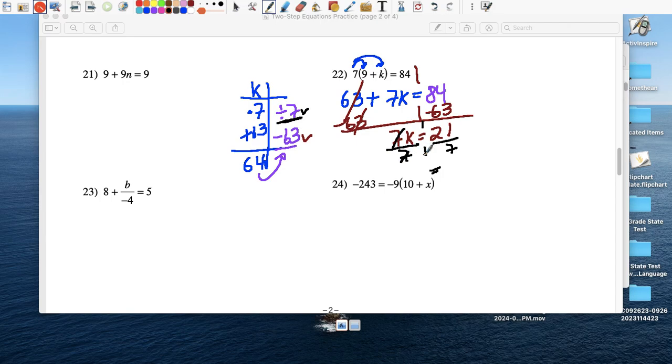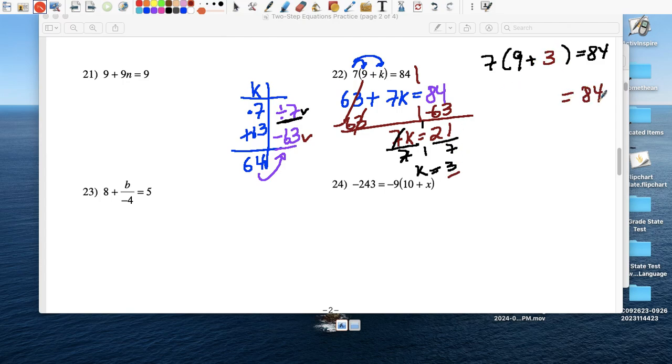7 divided by 7 is 1. 1 times k is just k, and 21 divided by 7 is 3. So apparently, our mystery number, the value of k is 3. Go back to the original equation. 9 plus k equals 84. So remember, I'm replacing that k, so I'm going to erase it now. And I'm going to put the number 3, because that's what we found k to be. So right here, k equals 3.